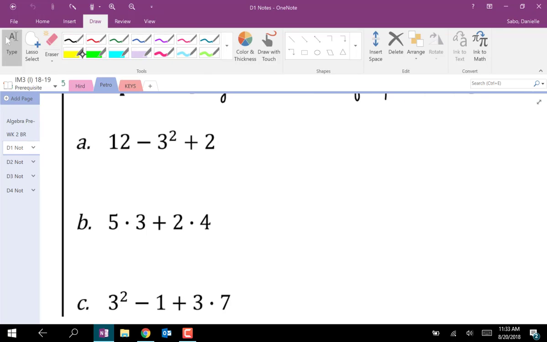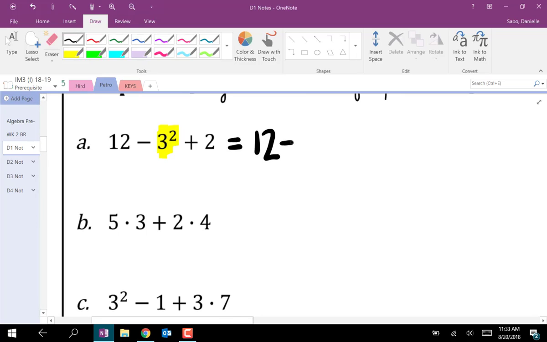What do you think we should do first in this group A? Yeah, the exponent, very good. So please excuse, there were no parentheses, but there were exponents. So we would first do 3 squared. Well, what is 3 squared?